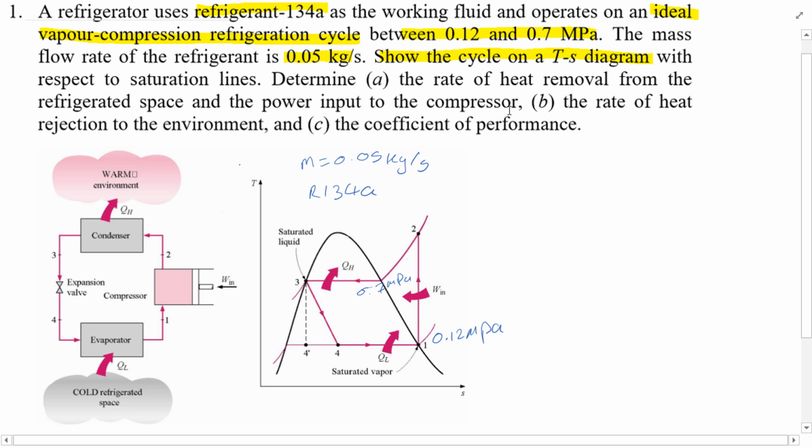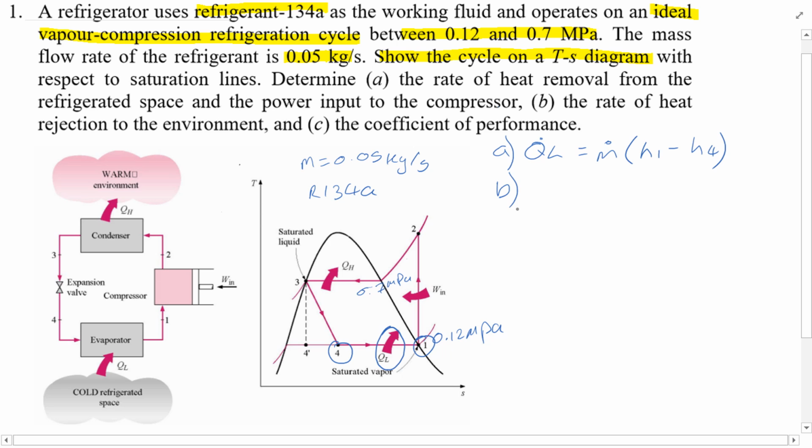In part A of the question, we're interested in the rate of heat removal, which is QL, from the refrigerated space. So that's this value here that we're interested in finding, and simply that can be written as the mass flow rate by the change in enthalpy from point 1 to point 4. So QL = m dot (H1 minus H4), a simple equation.